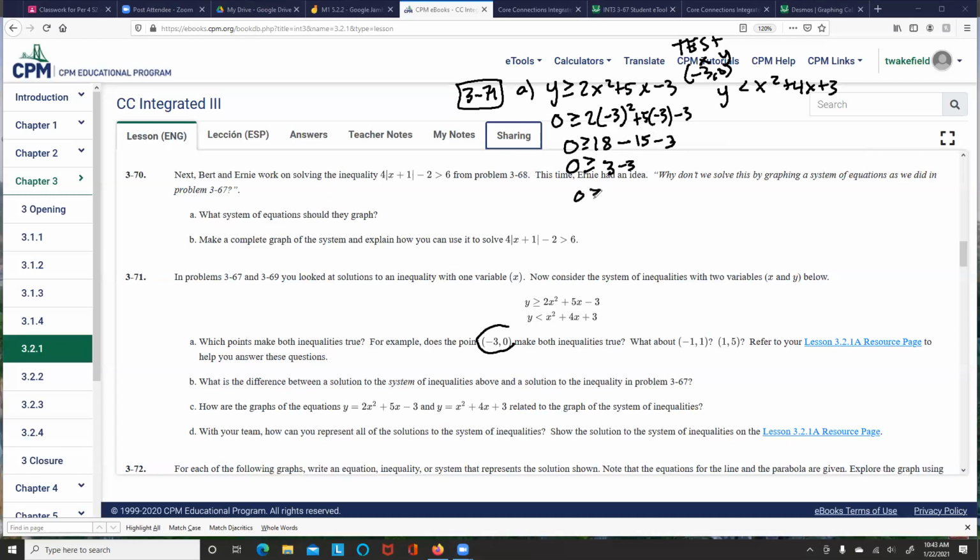So 0 is greater than or equal to 0. Is this true? Yes. So this works. -3, 0 is a solution. It should be in the shaded region, is what that means, right? If I were to graph this, it would be in the shaded region. Okay, let's try -1, 1 and 1, 5.